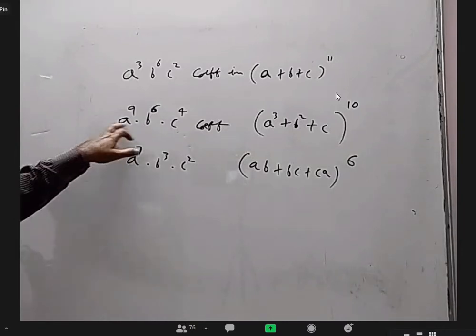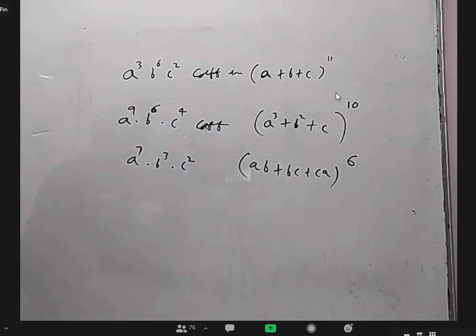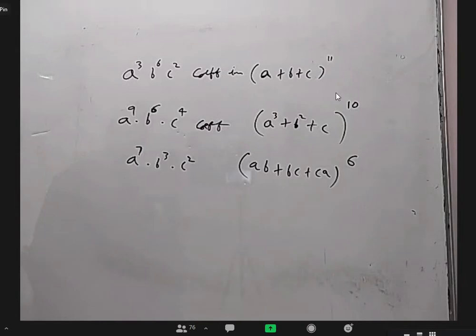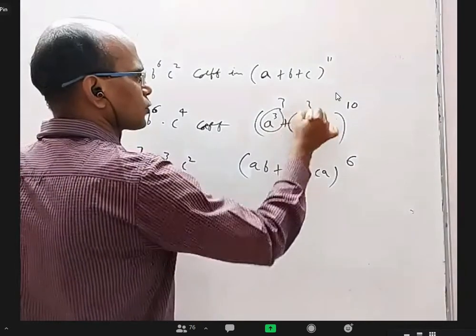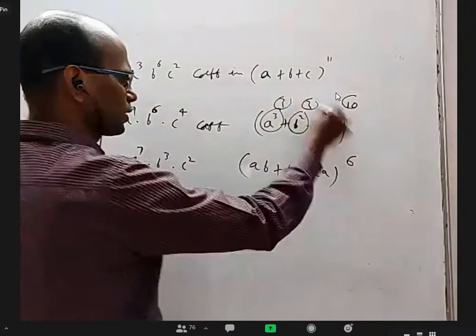A power 9 into b power 6 into c power 4. Sir, 10 factorial by 3 factorial into 3 factorial into 4 factorial. Yes, if you want power 9, you have to take cube of this, you have to take cube of this power 4. The sum is 10. Everything is fine. 10 factorial by 3 factorial, 3 factorial, 4 factorial.